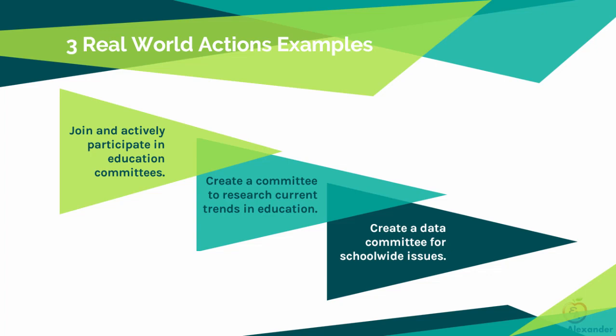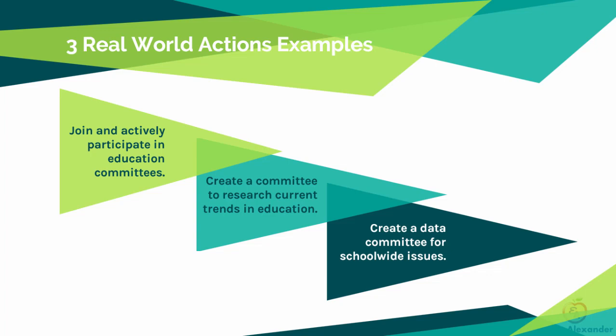And three, real world actions. Join and actively participate in education committees. You are the leader, so you should know what is going on. Again, you're not going to know everything, but you should know what's going on with education in your state and on the national level. Create a committee to research current trends in education. Again, you cannot know everything, so creating that committee that's just for that. You're just researching, you're taking our data and you're saying, how can we do better? What is the current trend to make this better? Let's research it. Let's go to singular schools. Let's see what we can do.